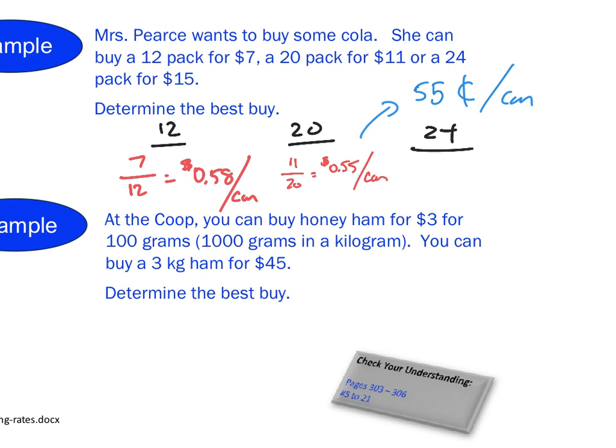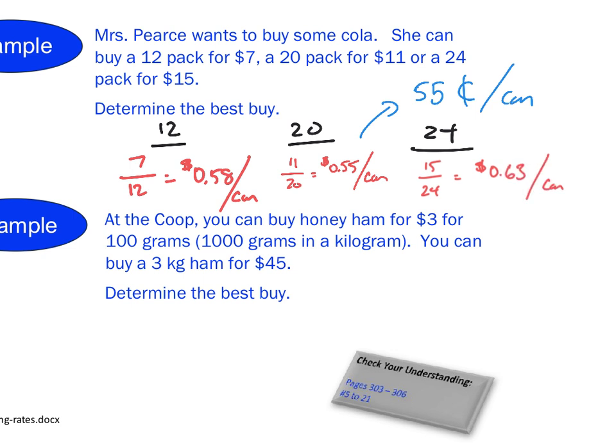Your choice. So what's the better deal here, the 12-pack or the 20-pack? The 20-pack, it's cheaper. It's 55 cents versus 58 cents. Now let's do the 24-pack. So it's $15 divided by 24, which gives us what? 0.625, so 0.63. So 63 cents per can.